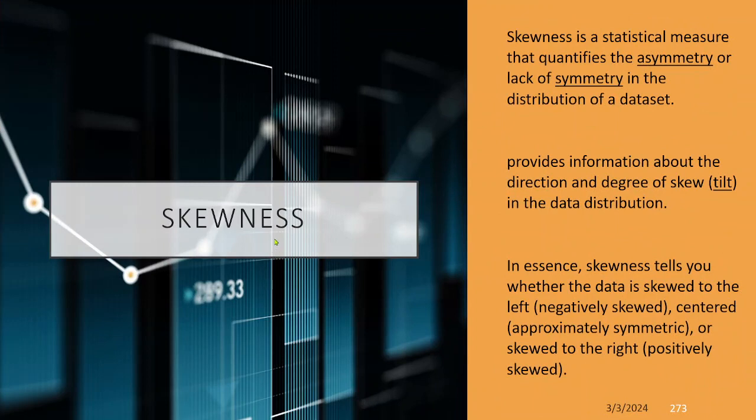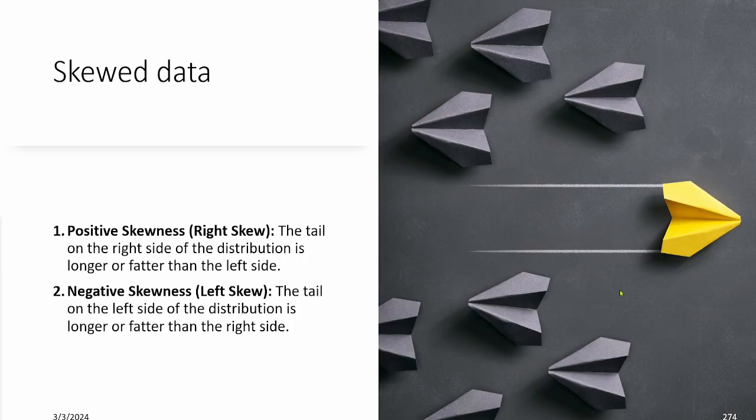Let's look at another measure, skewness. Skewness is a statistical measure that quantifies symmetry and asymmetry in a different way. So now we are looking at a positive skew and a negative skew. Let's take a look at some examples. The positive skew is also called right skew, and the tail is on the right side of the distribution. In this case, the tail on the right side is longer and fatter than the left hand side. Just the opposite for the negative skew: the tail on the left hand side is longer and fatter than the right hand side.